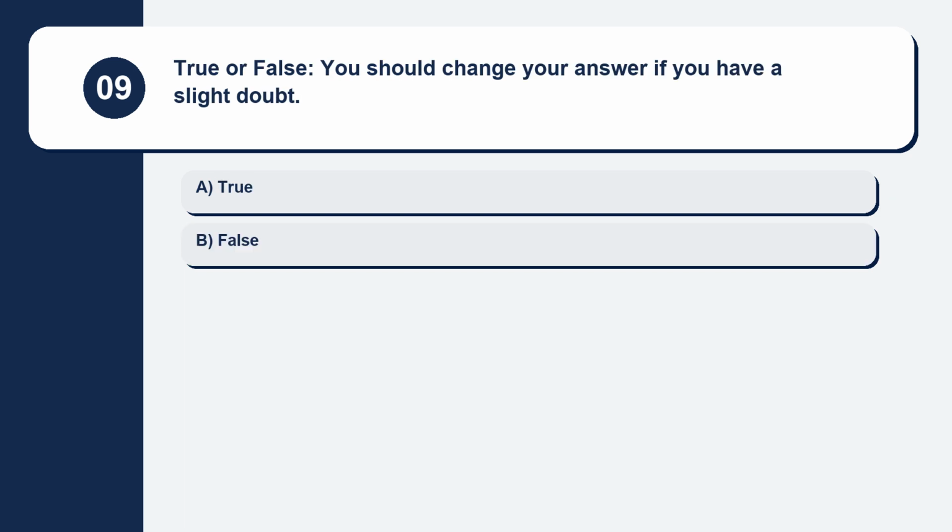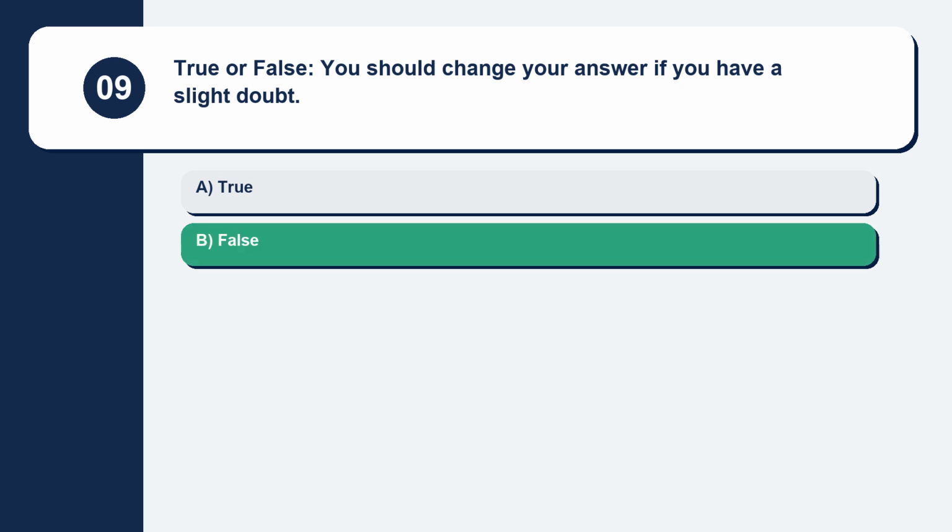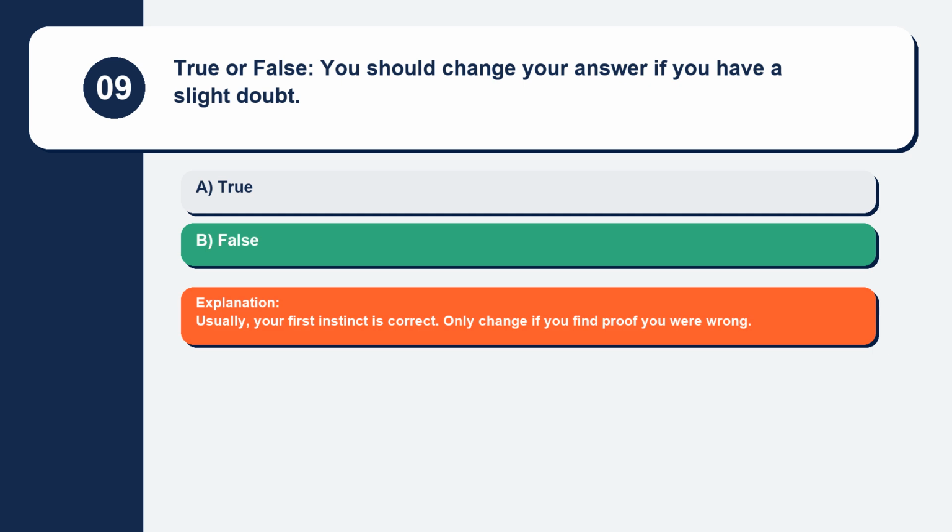Question 9. True or false, you should change your answer if you have a slight doubt. True. False. Usually, your first instinct is correct. Only change if you find proof you were wrong.